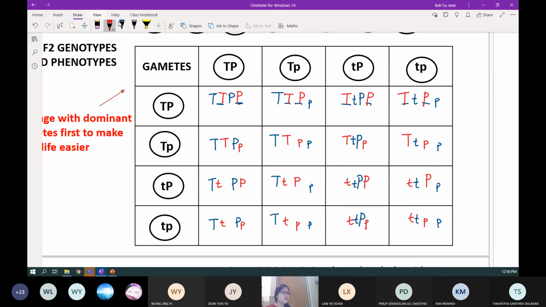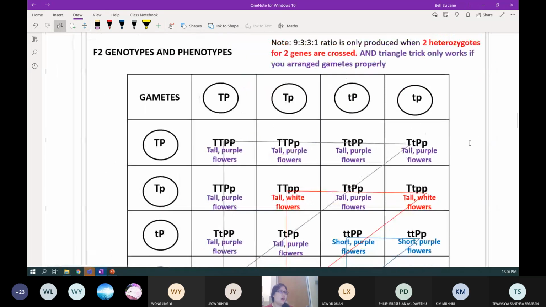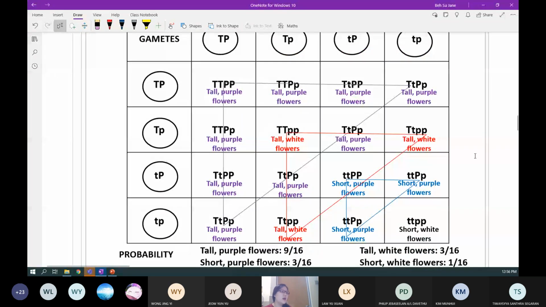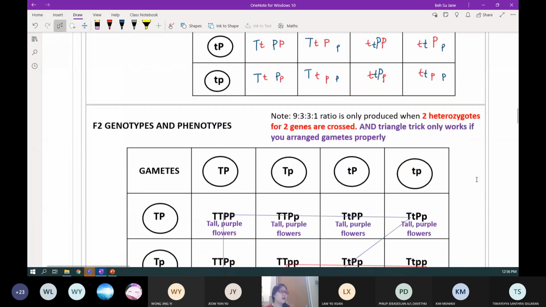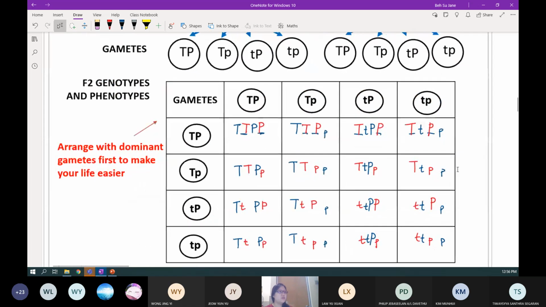Okay, so since no one stopped me, I'm just going to talk a little bit more. So what's the advantage of arranging the gametes a certain way? By arranging it, we can draw some triangles and figure out our phenotype. The phenotypes are in nice triangles. How do we achieve this? Well, I'm going to show you here first.